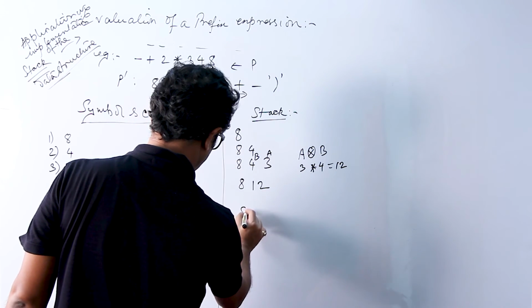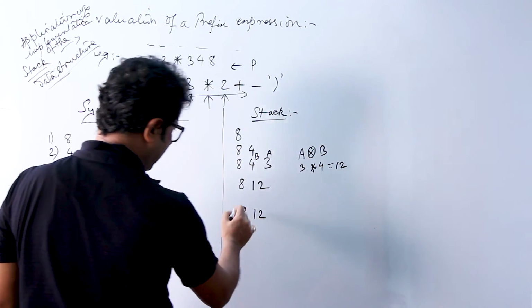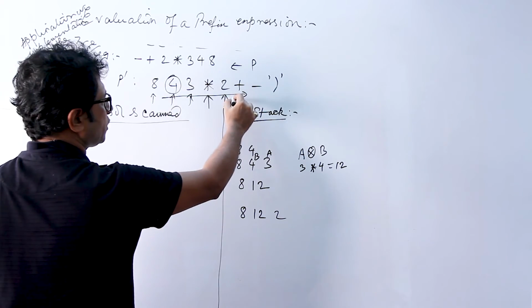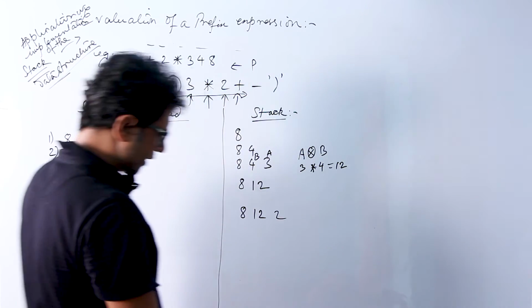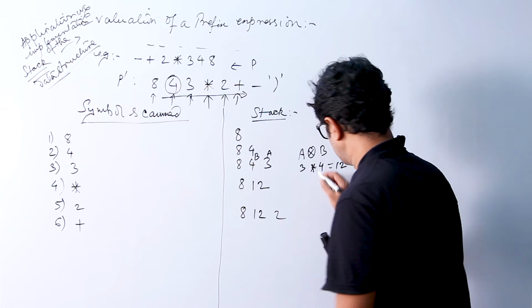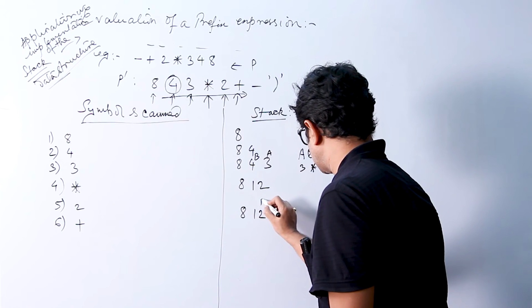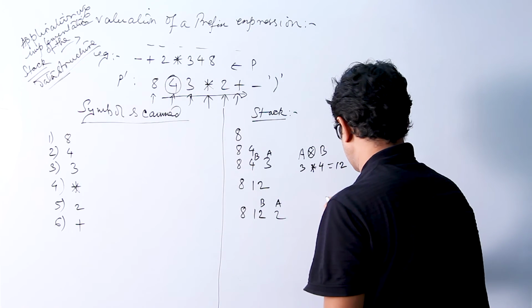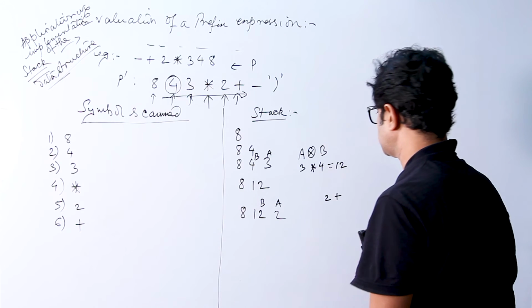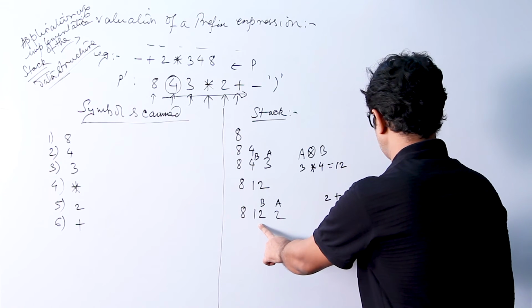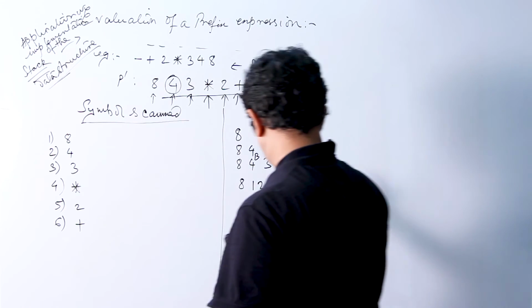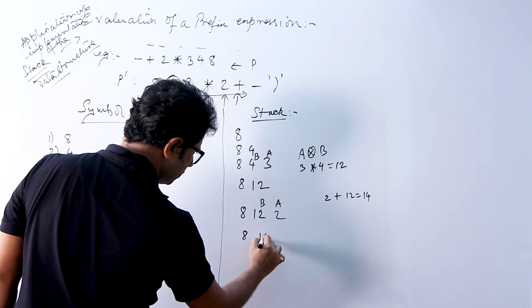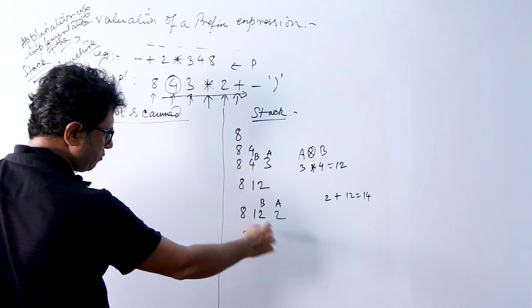So we will push this 2 onto the stack. The stack is now containing 8, 12 followed by 2. Number 6, we encounter another operator, that is plus. And again our work is to perform the operation A operator B. So this is A now and this is B now, and the operator is plus. A is 2, operator is plus, and B is 12. 2 plus 12 is equal to 14. So we will push the 14 back onto the stack to get the stack in this manner, 8 followed by 14. So the topmost element is now 14.